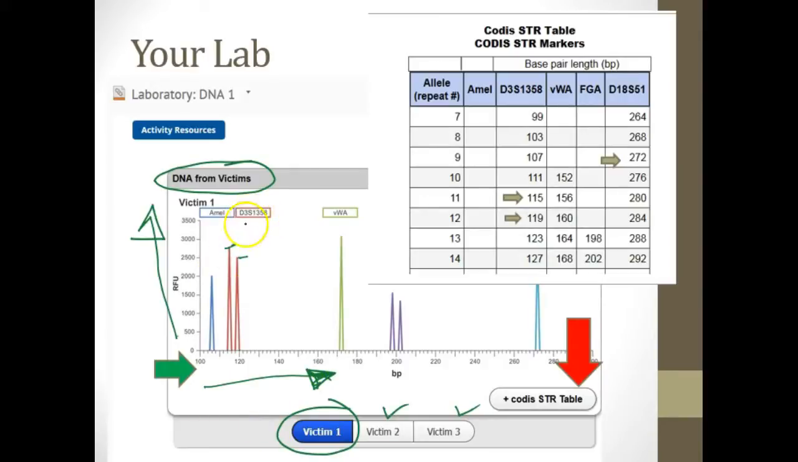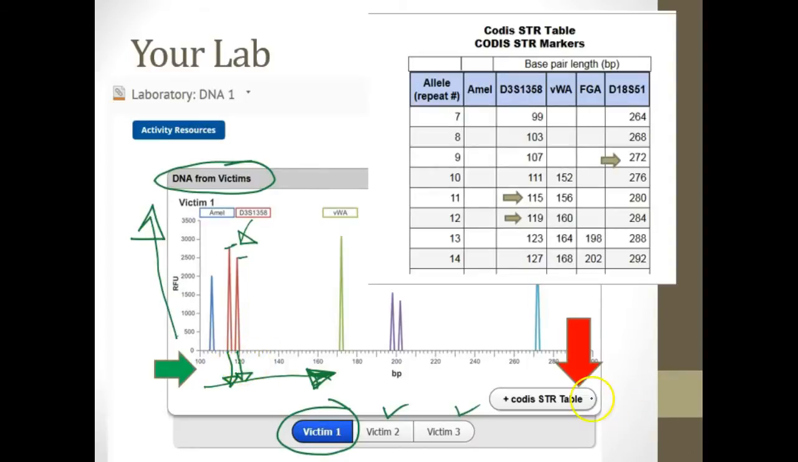Okay? Looking at the red D3S1358 gene, that's this right here. That first peak happens about right there on the chart. That second peak happens about right there, and I wrote them so close together that the computer's not going to be happy. So both of those are between 110 and 120.